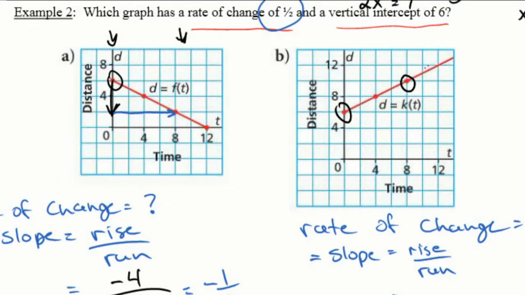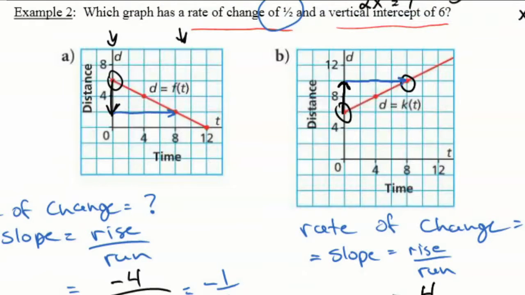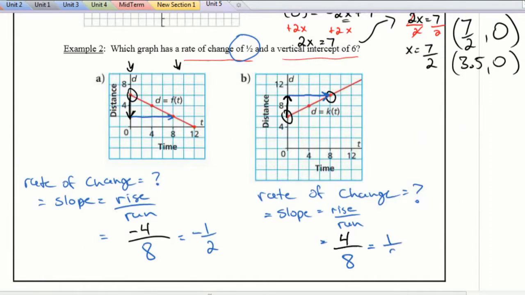All right, my rise. How far do I have to go? And in this case, I am actually going up to get from one spot to the next. So I'm starting at 6 and I'm going up to 10. So if I'm starting at 6, going up to 10, I've risen 4. And then my run, how far am I going across to get from one point to the other? Well, I started at 0 and I ended at 8. So I have 4 over 8, which is 1/2.